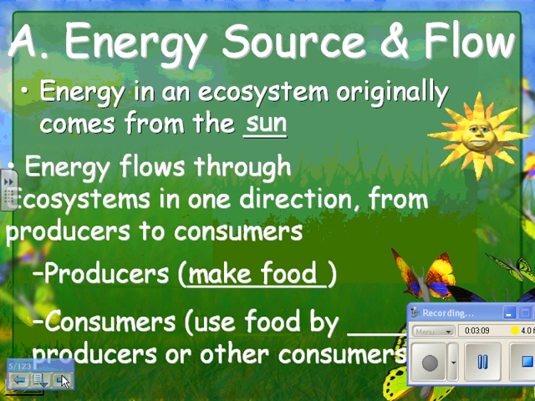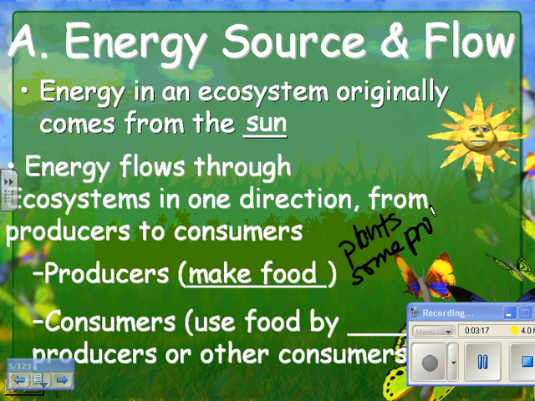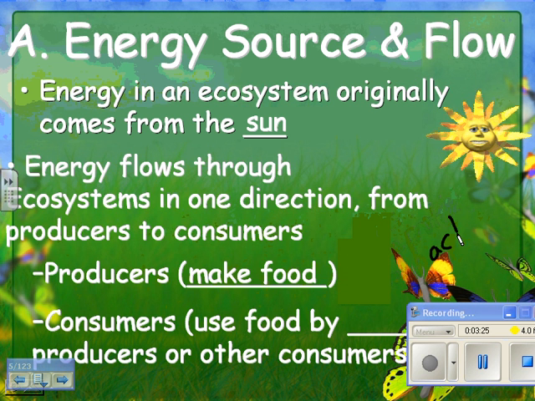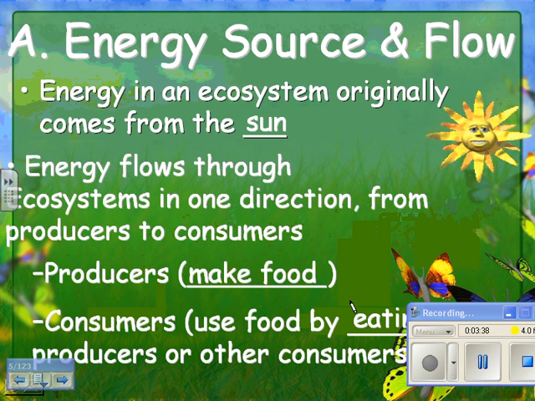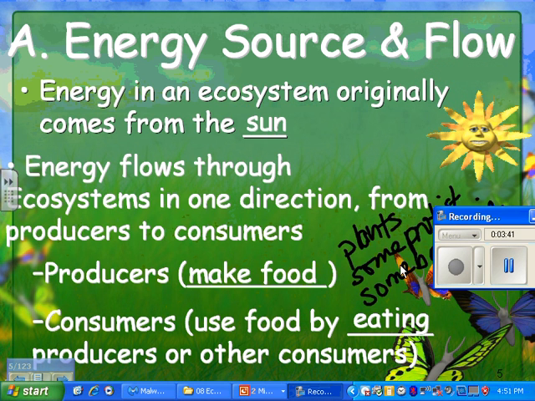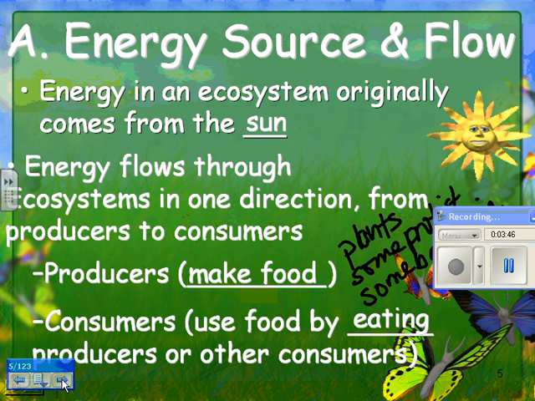So producers make food, and they are things like plants and some protists. Because remember, some protists are like plants. And some bacteria. There are photosynthetic bacteria like cyanobacteria. One thing that kids get confused with, fungi do not fit in here. They would fit in with consumers. So consumers use the food that the plants or other producers made by eating them or somehow taking them in. And so that's what a consumer is.